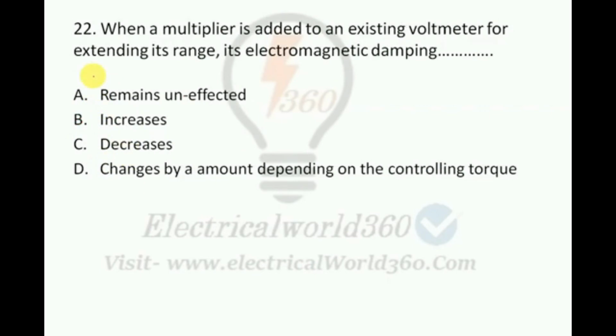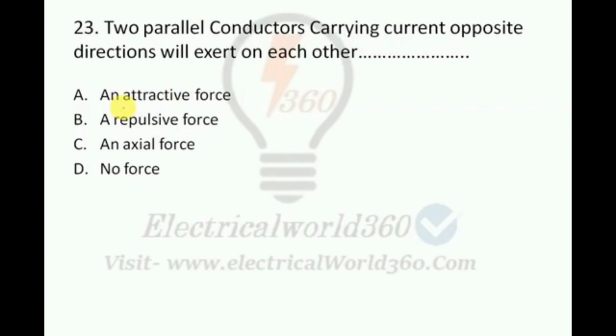This is question number 22. When a multiplier is added to an existing voltmeter for extending its range, its electromagnetic damping remains unaffected, increases, decreases, or changes by an amount depending on the controlling torque. So in this case option B will be the right answer. That means increases. Okay. Coming to the next question.